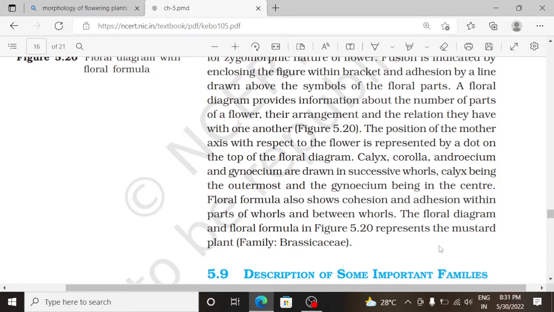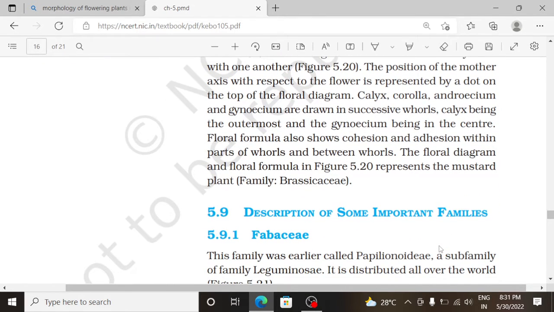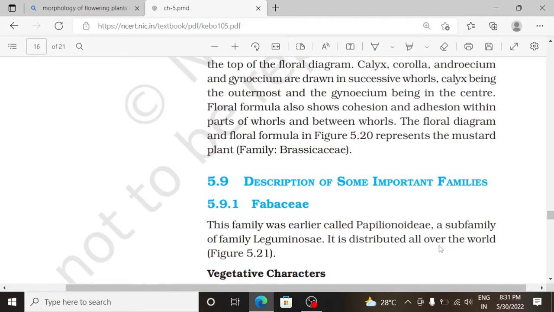the floral diagram. Calyx, corolla, androecium and gynoecium are drawn in successive whorls, calyx being the outermost and the gynoecium being in the center. Floral formula also shows cohesion and adhesion within parts of whorls and between whorls. The floral diagram and the floral formula in figure 5.20 represents the mustard plant, which belongs to the family Brassicaceae.